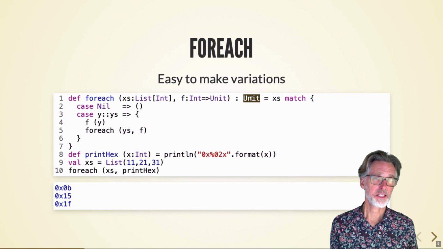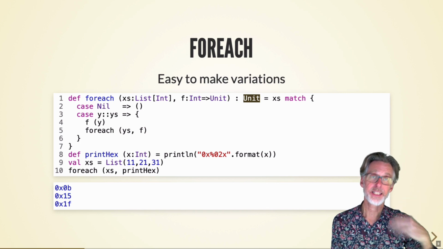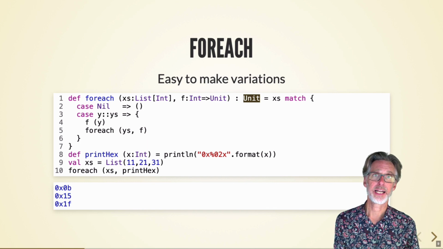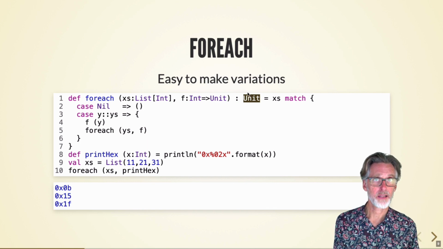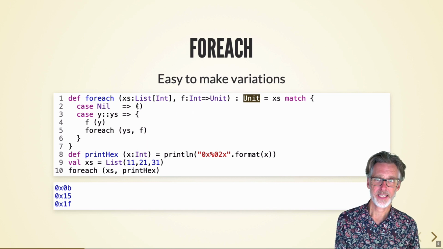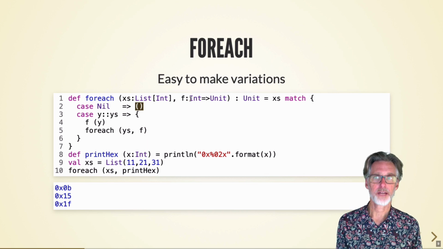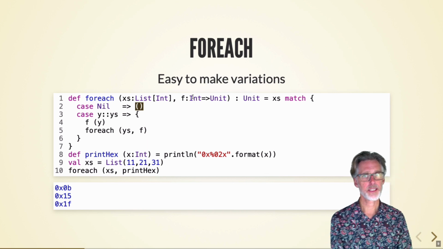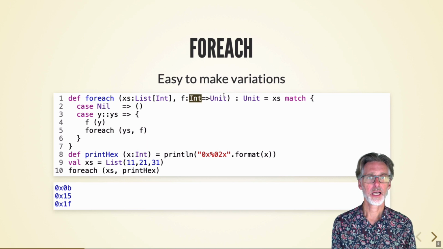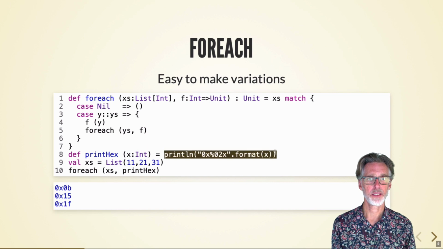Note that the result type of this function is unit. What that means is that it doesn't return an interesting value. In C-like languages, this would correspond to void. In Scala, unit is a type that has one value, and you must always return that value when you have unit. And it's written like this. So this is the unit value. The function that I've taken here in my FOREACH is a function that accepts integers and produces nothing interesting. And that's exactly what println does. In this case, it takes an integer here and returns nothing interesting.